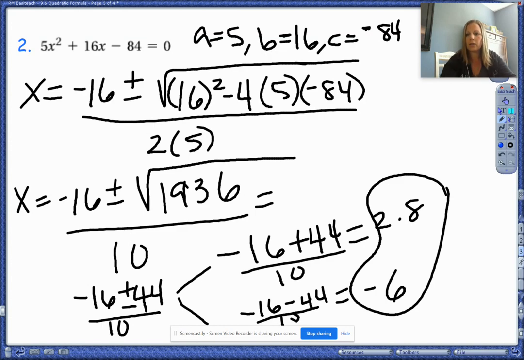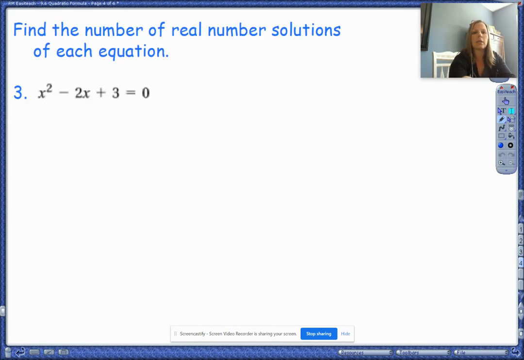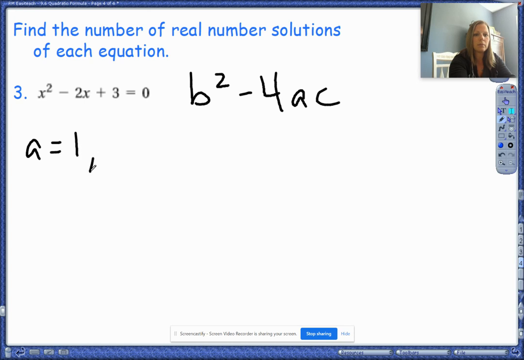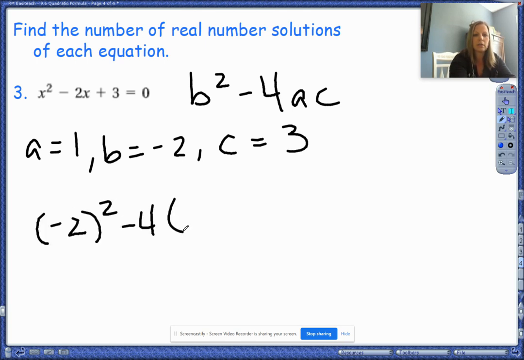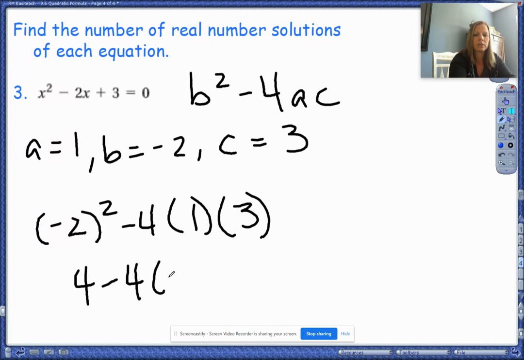Okay, now let's look at the discriminant. So here, we're going to just do the b squared minus 4ac. My a equals 1, my b equals negative 2, and my c equals 3. So b squared, so negative 2 squared minus 4 times 1 times c. Negative 2 squared is 4, minus 4 times 1 times 3. 4 times 1 times 3 is 12. So 4 minus 12 is negative 8.